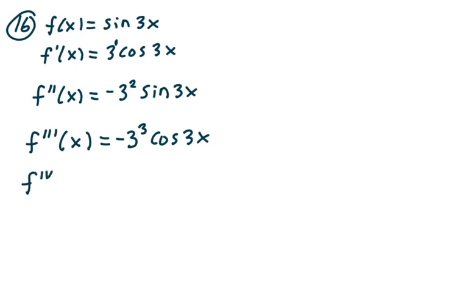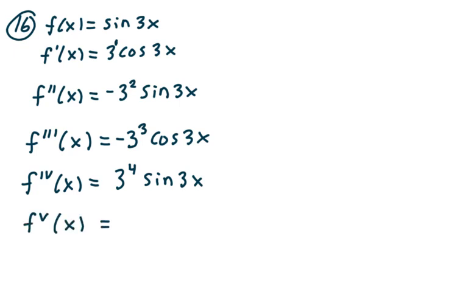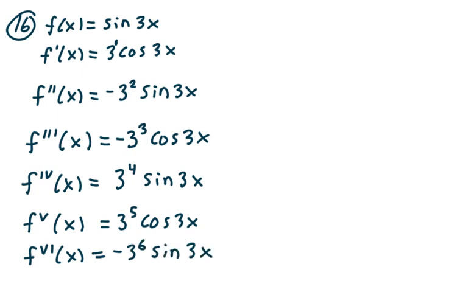If I take the fourth derivative of f and evaluate it at x, I get 3 to the fourth sine 3x. Let's do 2 more derivatives, see if we can get a pattern. The fifth derivative of f evaluated at x is 3 to the fifth cosine 3x. And then one last one. The sixth derivative of f evaluated at x is negative 3 to the sixth sine 3x. And we can keep going.